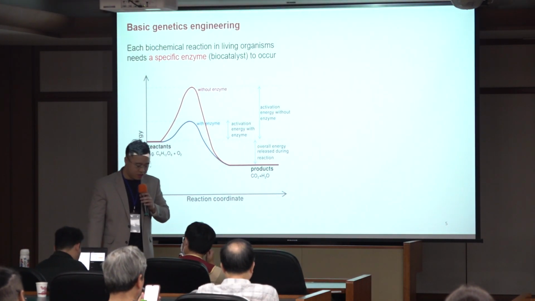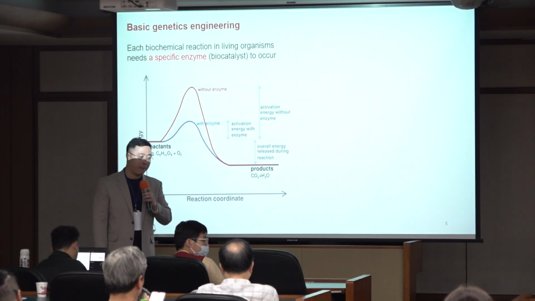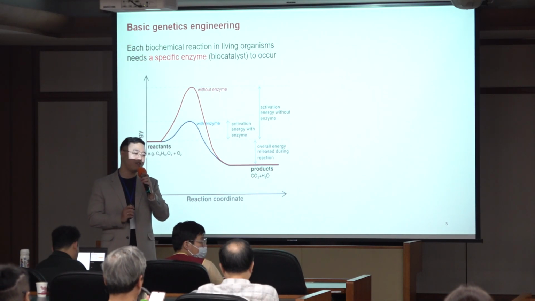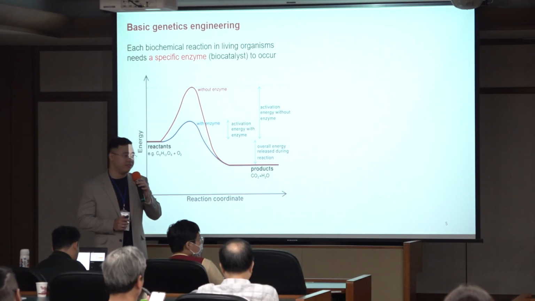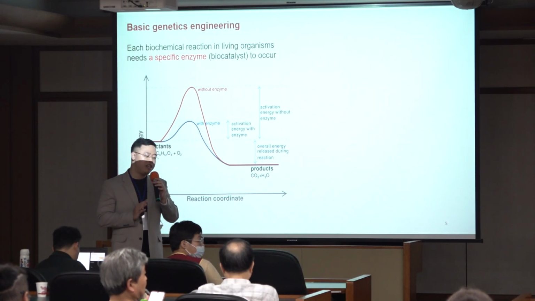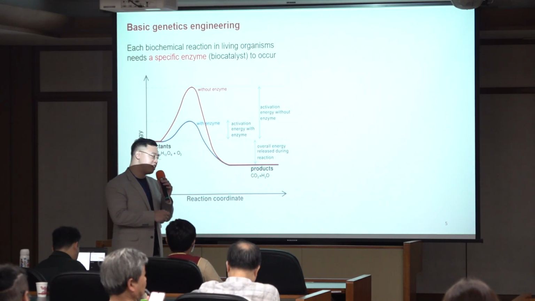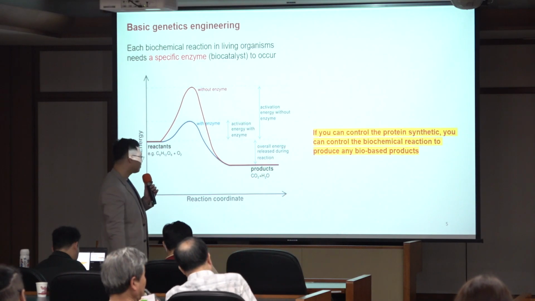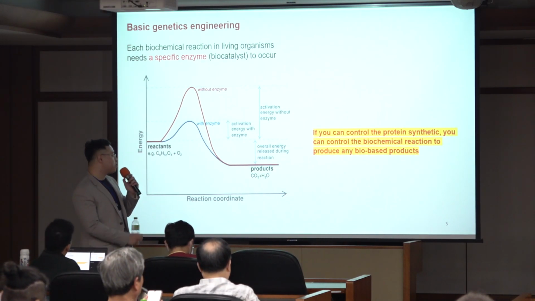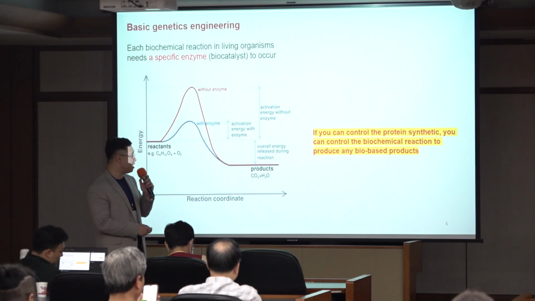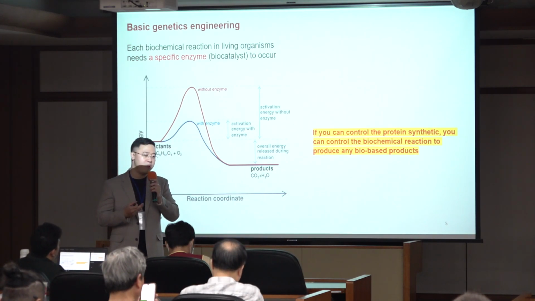And now, on to basic genetic engineering. This all starts with a molecule called an enzyme. If you want a reaction to happen, you need to give it the activation energy. And in the case of E. coli, we use the enzyme. The enzyme is made of protein. And if you can control protein synthesis, then you can control the biochemical reaction to produce any bio-based product.